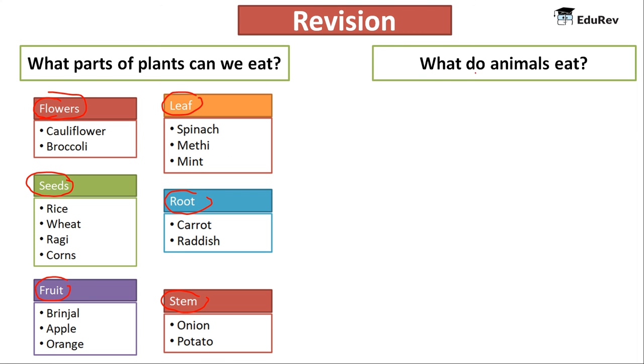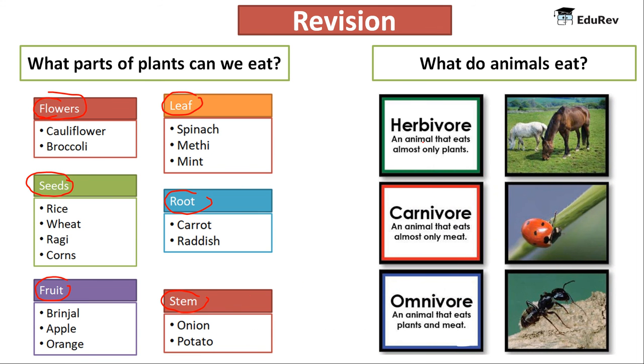And we learned what do animals eat. There were 3 types of animals. Herbivores. Herbivores were the animals that were plant eaters, or herbivores eat plant or plant products only. Carnivores. Carnivores were those animals that eat only meat or flesh of other animals. Omnivores were those animals that eat both plants and meat of other animals.